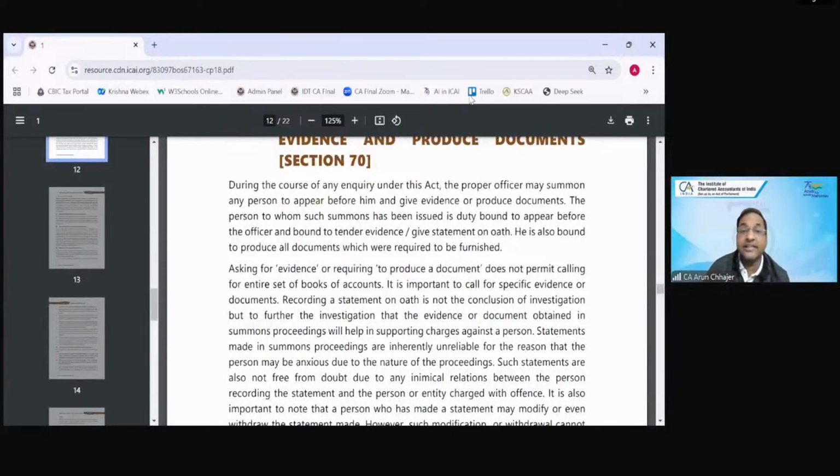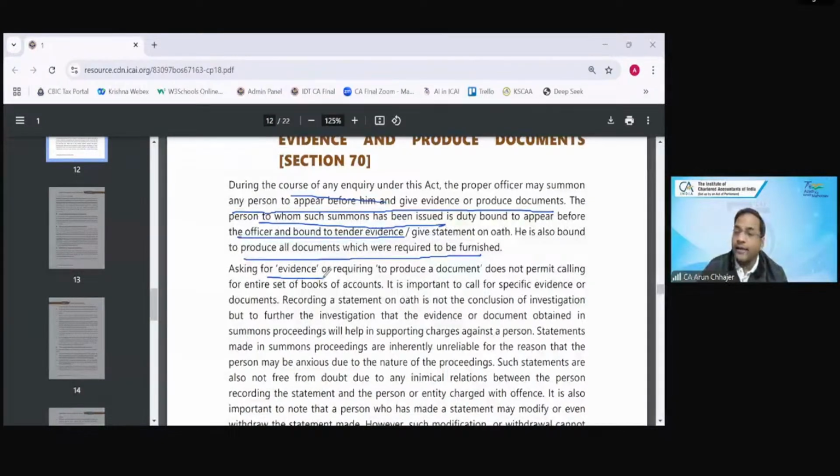What is section 70? During the course of inquiry under this Act, the officer may summon any person to appear before him and give evidence or produce the document. The person to whom such summons has been issued is duty bound to appear before the officer and bound to tender the evidence, give a statement on oath. He is also bound to produce all documents which are required to be furnished.